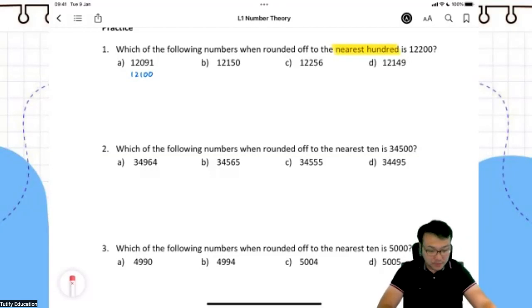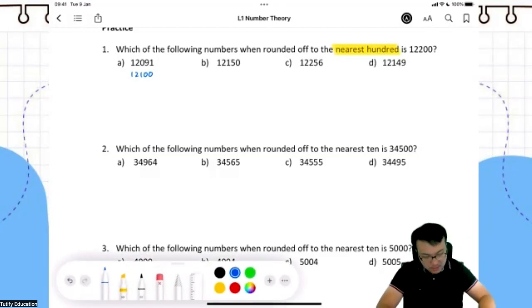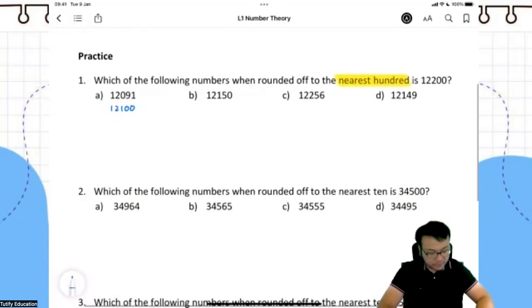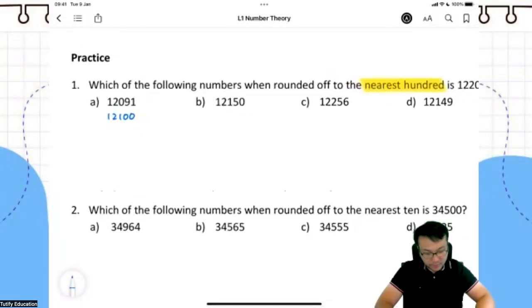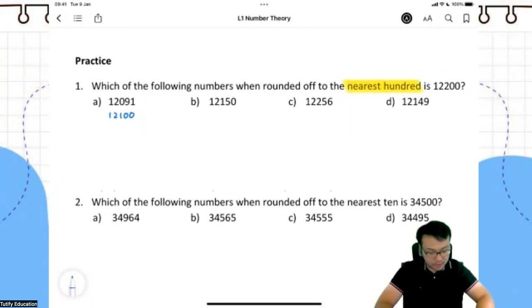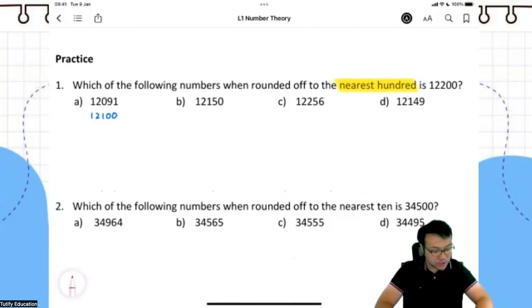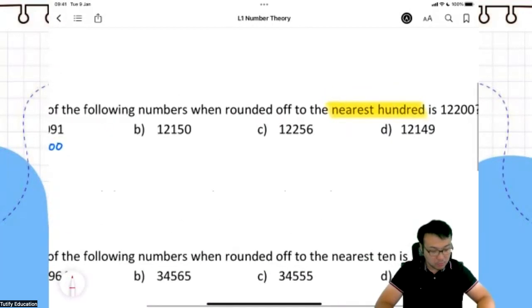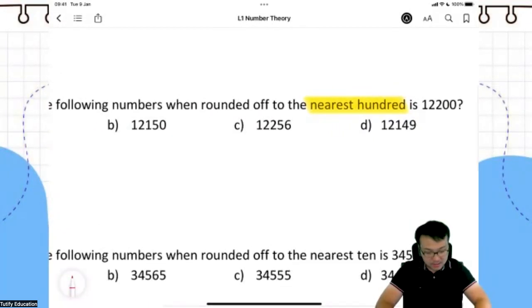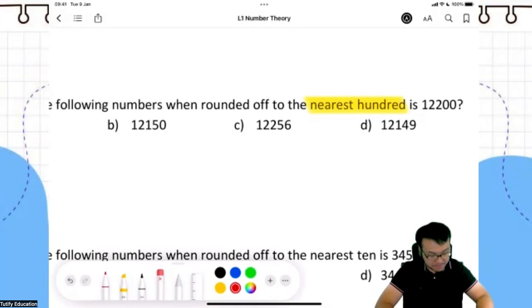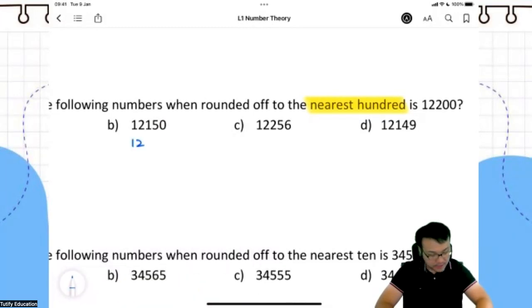Now, Owen, can you volunteer for question 1, please? So, Owen, let's do it from A to D, okay? For A, I've already helped you, 12100. Now, let's look at B. They want you to round off to the nearest 100. If they want it to the nearest 100, I should look at which digit? 5, yes. This is the tens placing. So, do you think this should be rounded up or rounded down? Rounded up. Yep. So, what do I get? 1, 2, what?